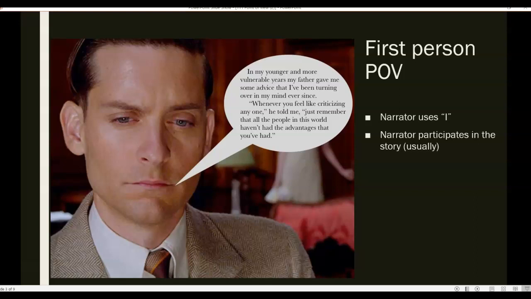So this quote, "In my younger and more vulnerable years, my father gave me some advice that I've been turning over in my mind ever since. Whenever you feel like criticizing anyone, he told me, just remember that all the people in this world haven't had the advantages you've had." So we're going to get this point of view, this character who's introspective, who's watching things happen around him, he's watching other characters interact, and his life experiences are going to color the way that he chooses to share the story.